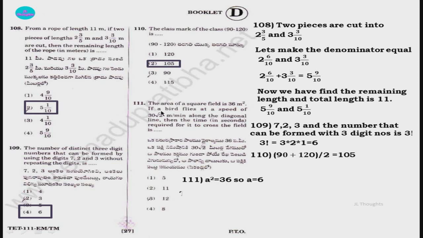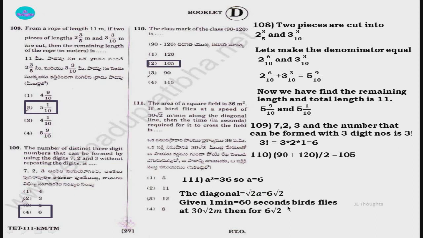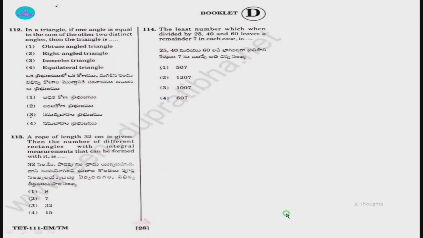And what is given? A bird flies at a speed of 30 root 2 meters per minute along the diagonal. What is the formula for the diagonal? Root 2 a. A we got as 6, so that is 6 root 2. It's given that in 1 minute, that is 60 seconds, it flies 30 root 2. Then for 6 root 2, we get 6 root 2 into 60 divided by 30 root 2. So root 2 cancels. 30 2s are 6 2s are 12. That is equal to 12 seconds. So the answer is 12, option 3.